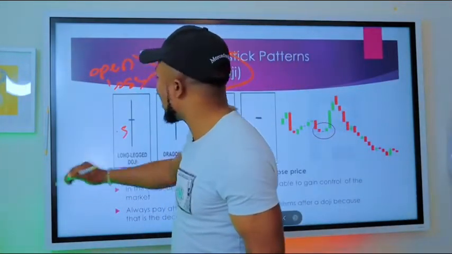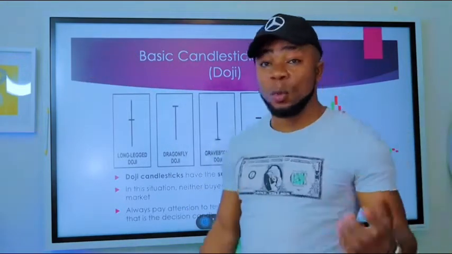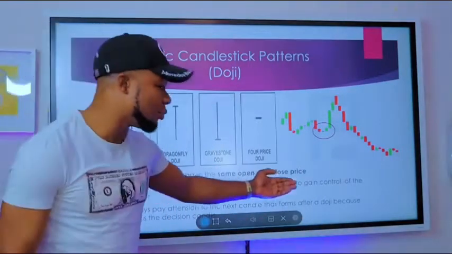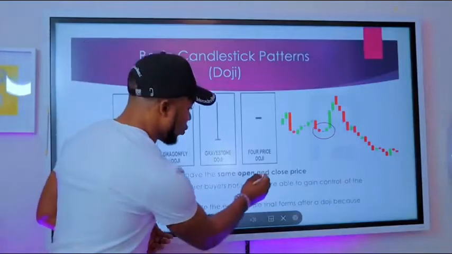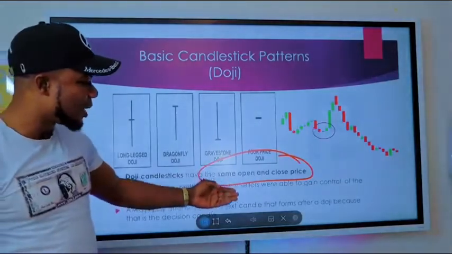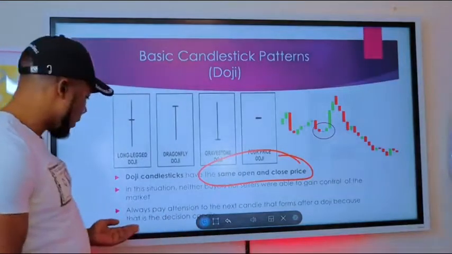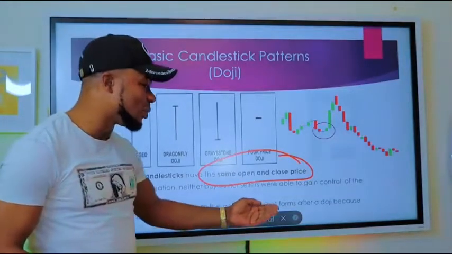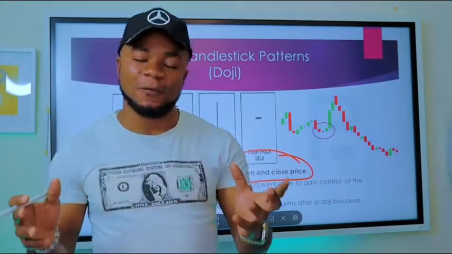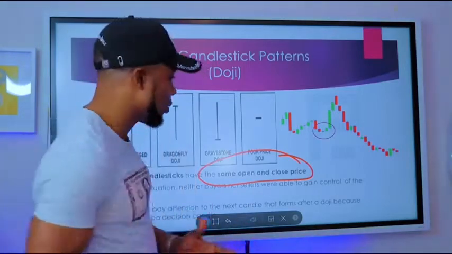So anytime you see a doji candle, you need to be very vigilant and watch the next candle that comes after it. That is why they say doji candles have the same open and close price. This is something you have to note. In this situation, neither buyers nor sellers were able to gain control of the market. Always pay attention to the next candle that forms after a doji candle, because that candle is the confirmation candle.